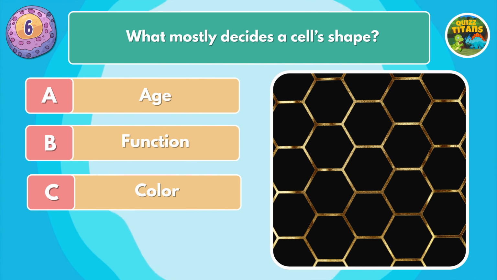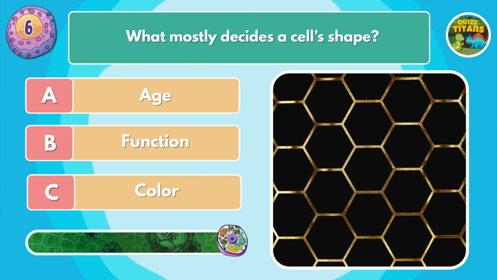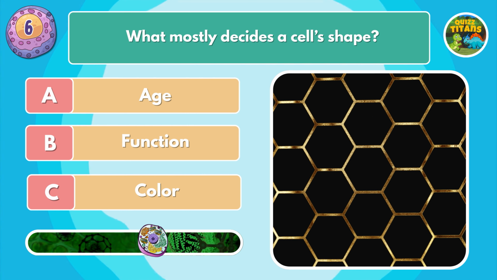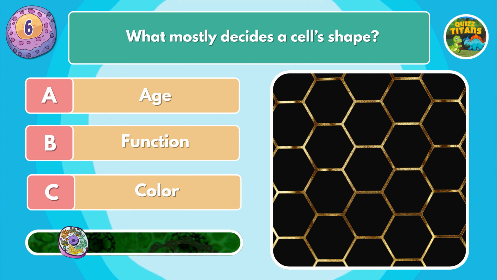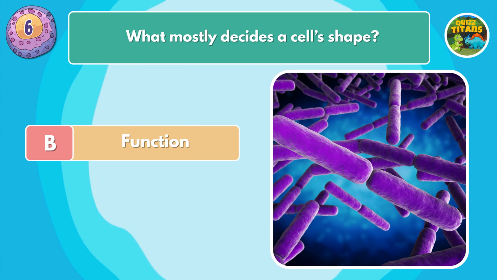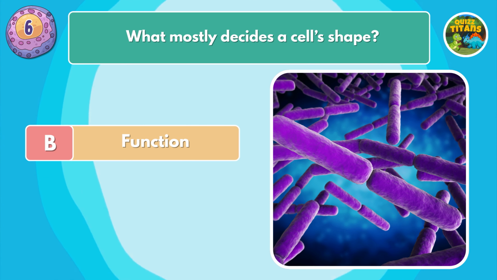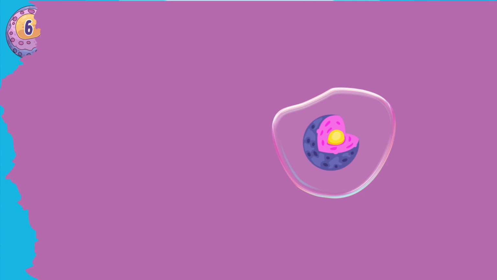Shape matters, but when it comes to cells, what really decides their form? And the right pick is function. A cell's shape is linked to the job it performs.